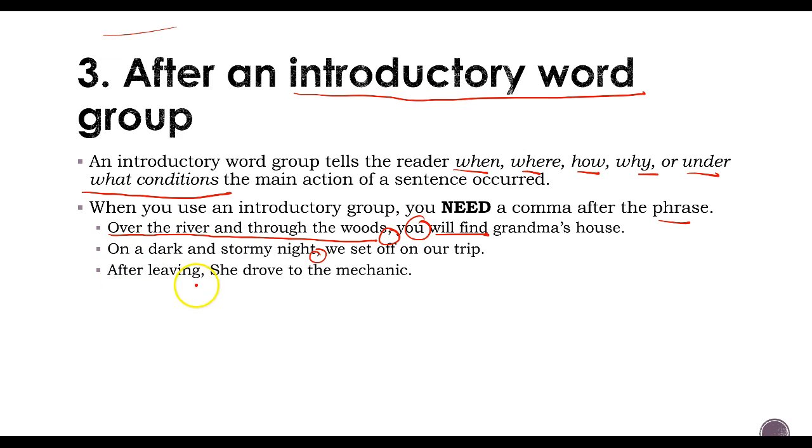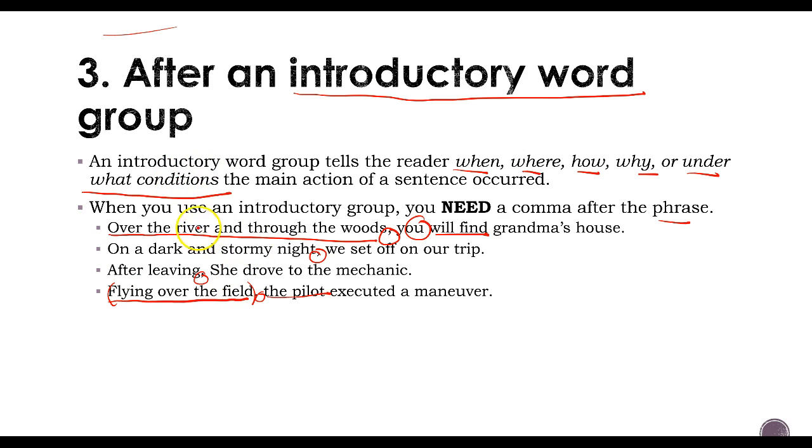After leaving, she drove to the mechanic. So here, after leaving kind of specifies the time when she drove to the mechanic. Here's another one. Flying over the field, the pilot executed a maneuver. So the sentence is, the pilot executed the maneuver, and this is specifying where. So we have an introductory phrase that specifies where, flying over the field. So we need the comma after it.